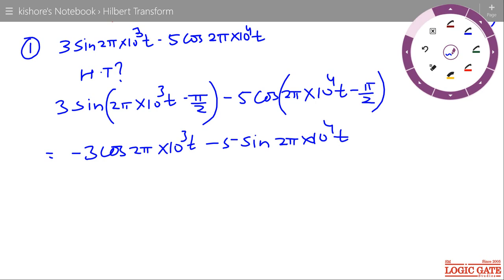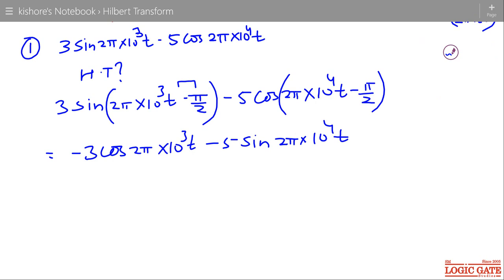Because of this 90 degree phase shift, this Hilbert transformer is also called a 90 degree phase shifter. This is how we can find out the Hilbert transform of cos function.